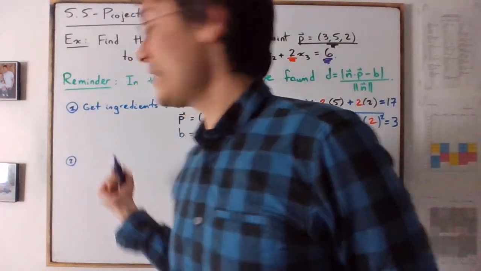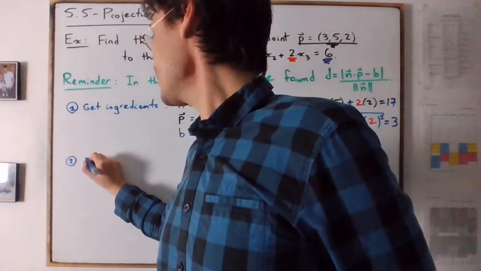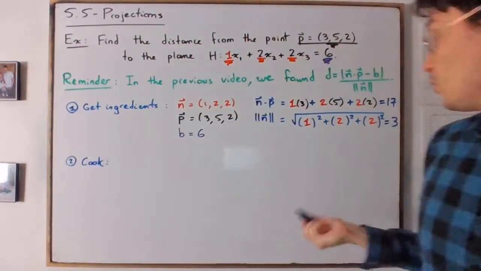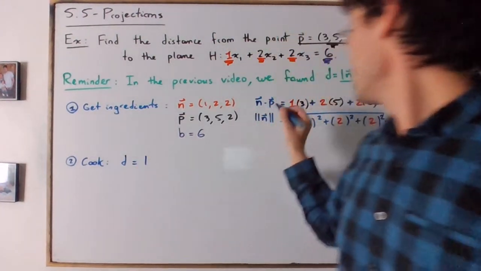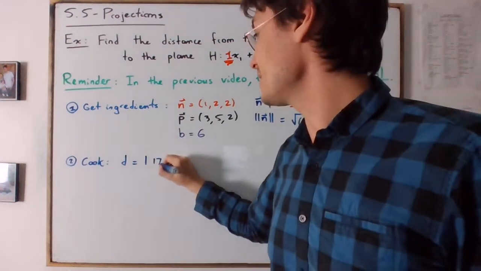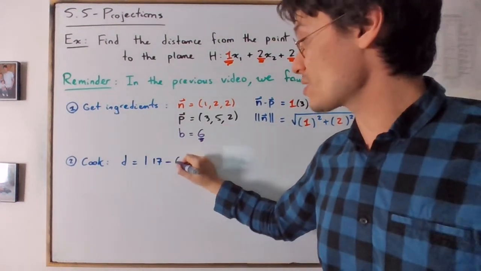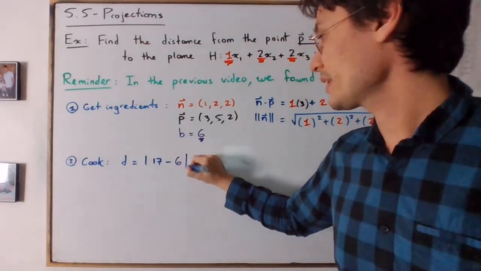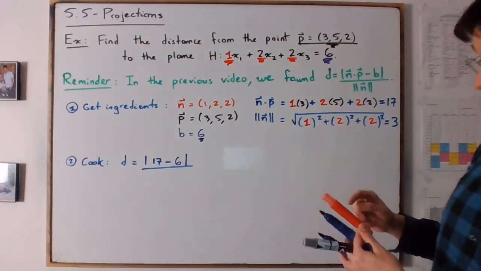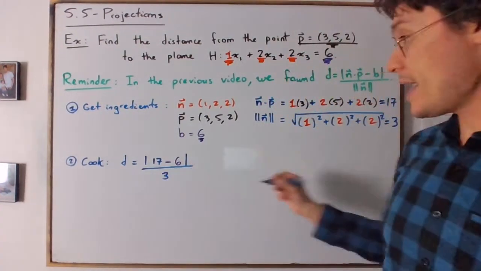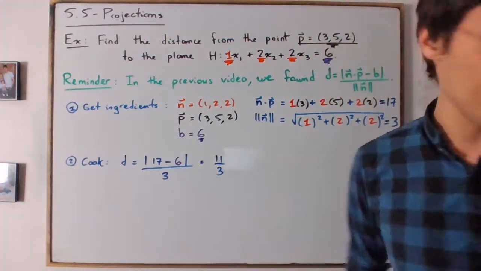So number 2 is, now that you have your ingredients, cook them, right? So get to cooking. Which means that you just write D is equal to the absolute value of N dot P, which is 17, minus the B, which is 6, right? So this 6 is what's going here. Divided by the norm of N, which is equal to 3. And that's it. 17 minus 6 is 11. So the distance is 11 over 3.